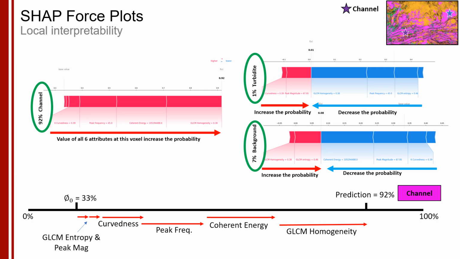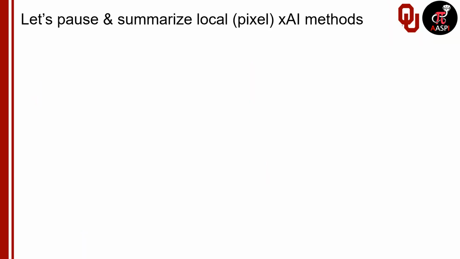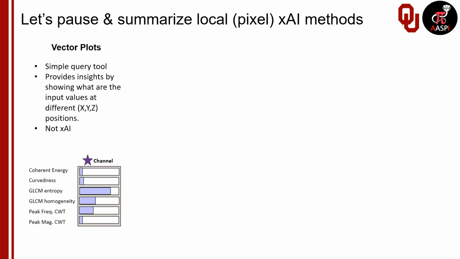And one thing you'll notice here is that these prediction probabilities were very similar between SHAP and LIME. So nothing drastically different or alarming between the methods. So I just want to pause and summarize these local pixel by pixel methods.